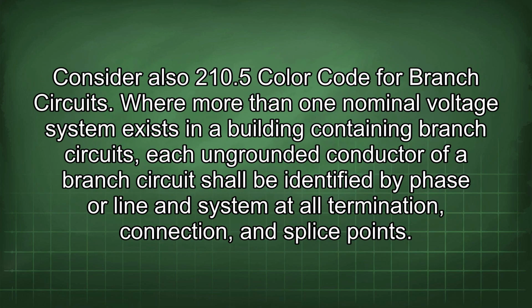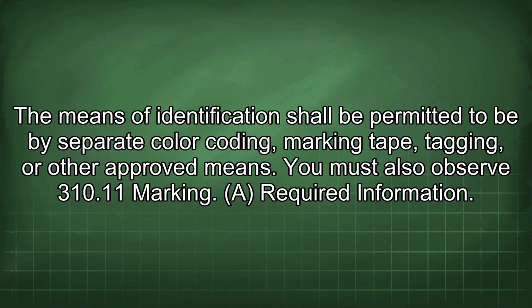Consider also 210.5, Color code for branch circuits. Where more than one nominal voltage system exists in a building containing branch circuits, each ungrounded conductor of a branch circuit shall be identified by phase or line and system at all termination, connection, and splice points. The means of identification shall be permitted to be by separate color coding, marking tape, tagging, or other approved means.